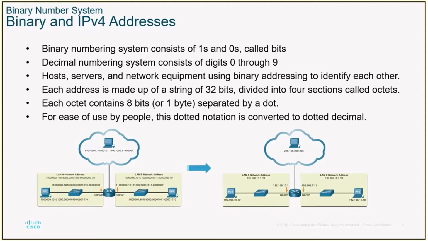And so, of course, each octet has 8 bits, or is equivalent to 1 byte. Of course, we separate it when we're displaying it. For ease of use by people, this binary notation is converted into dotted decimal. And so that's how we display an IPv4 address.